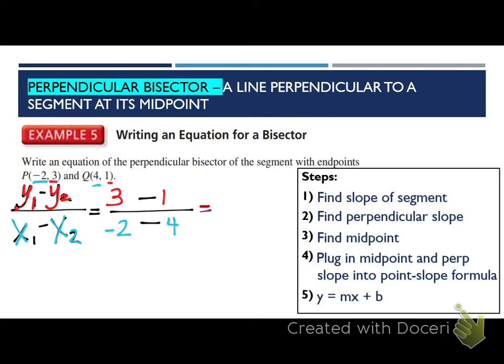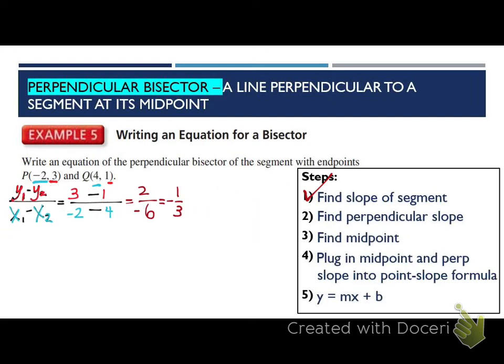3 minus 1 is 2. And then -2 minus 4 is -6, which reduces to -1/3. So we found the slope of the segment, but we want the perpendicular slope because our perpendicular bisector will be perpendicular to this one. So what is the perpendicular slope? It's 3. I would highlight it or maybe put a star next to it so that you remember which one you're going to use. You're going to use the perpendicular slope here in a second. We'll use that 3.